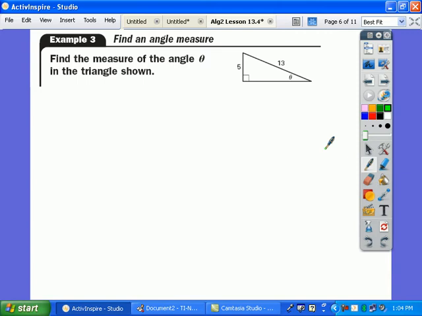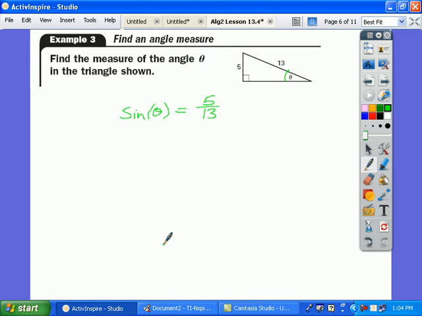If I want to find what the actual measure of theta is there, I need to use the trig function that talks about the opposite side over the hypotenuse. And so that trig function is sine. All right, so sine of theta equals opposite over hypotenuse. And my goal is to get theta by itself. I want to know what is the angle measure. And so the way I do that is I use sine inverse.